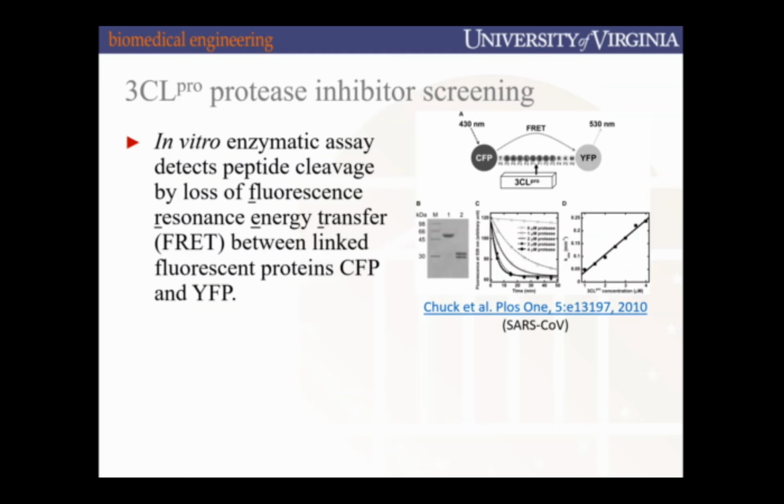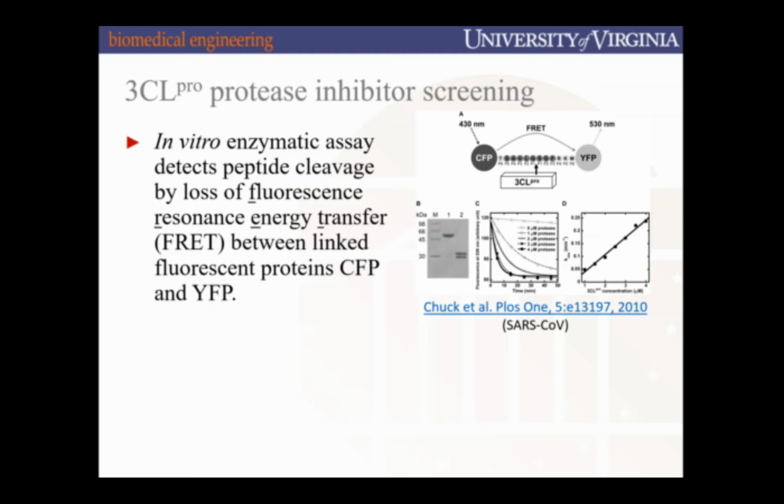pretty simple. You have two fluorescent proteins linked together by a short peptide that contains the substrate motif for 3CL protease, that is, the sequence that it recognizes and cleaves. Remember, we can make this FRET reporter construct artificially as a single polypeptide from N-terminus to C-terminus, kind of like a viral polyprotein in fact.